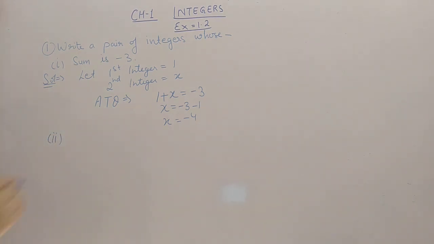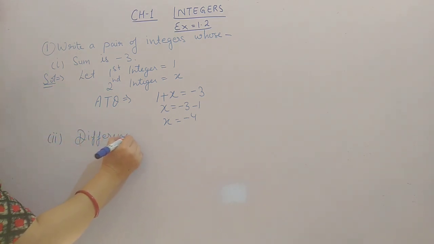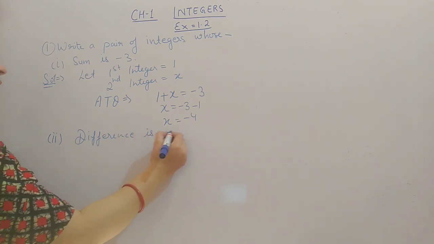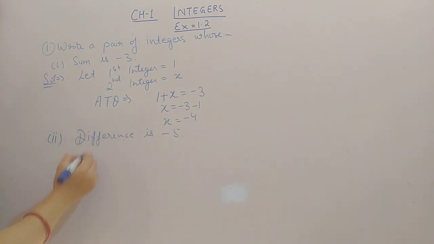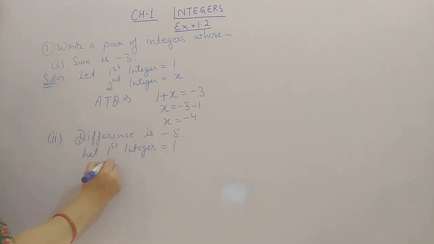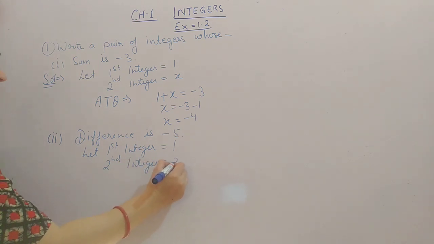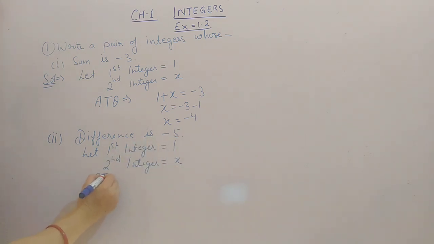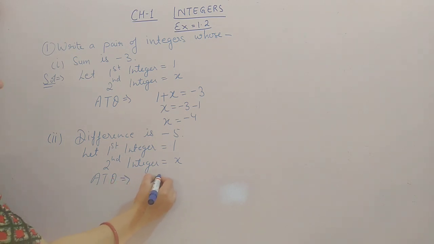Second part: the difference is minus 5. We will do it in the same way. Let the first integer be 1 and the second integer be x. Now according to the question, the difference of these numbers, and difference means the subtraction of these numbers, 1 minus x is equal to minus 5.